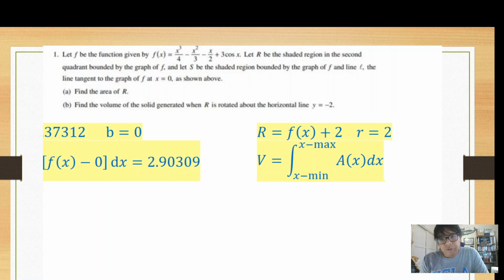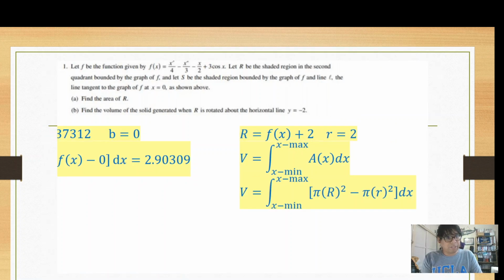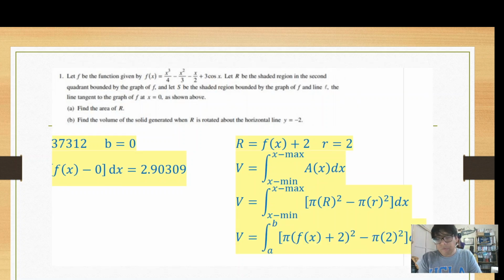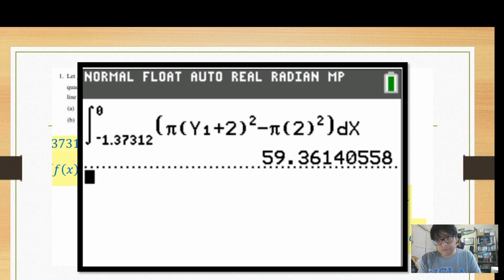Volume is always the integral of an area. In this case, our area looks like a washer. So it's pi R squared minus pi r squared. We have our formulas for our radii. And of course, a and b, that's already that negative 1.373 and 0. So all we need to do is put this in our calculator and calculate it. It looks like we're going to get 59.361.